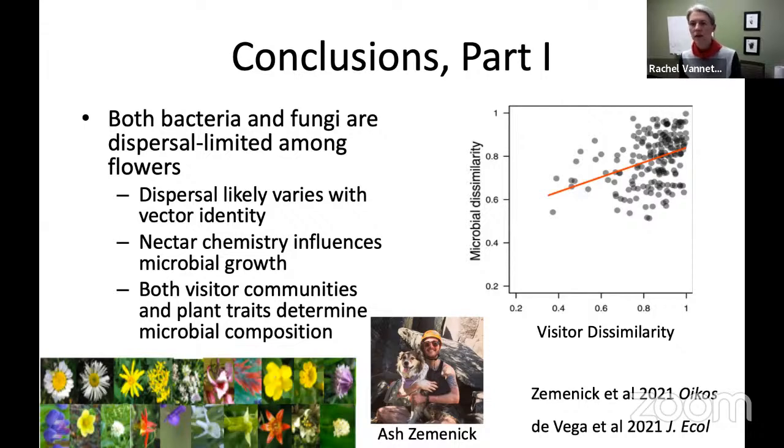And this was borne out in a recent study by Vannette, who quantified the microbial communities in a meadow in the Sierra Nevada, looking at both microbial community composition and very detailed measurements of visitor composition. And they found a relationship between visitor dissimilarity between plant pairs and microbial dissimilarity, suggesting that the composition of visitors to a given plant species does affect the microbial community.